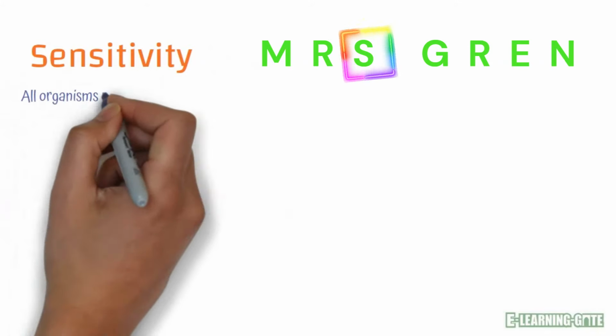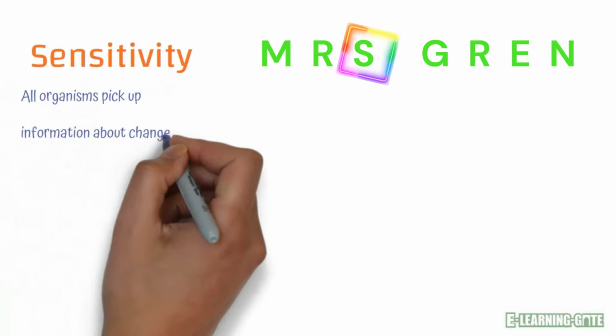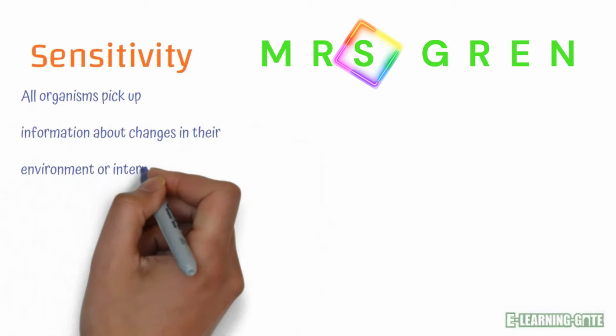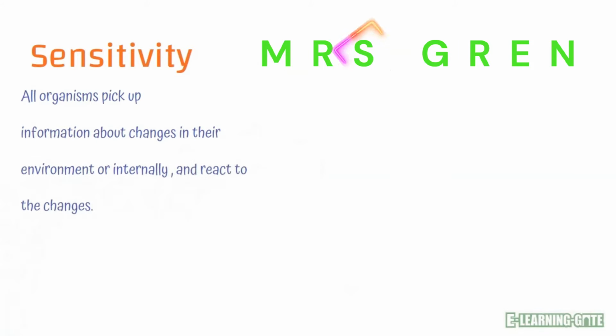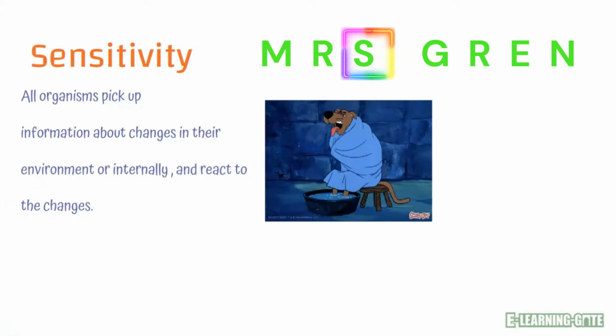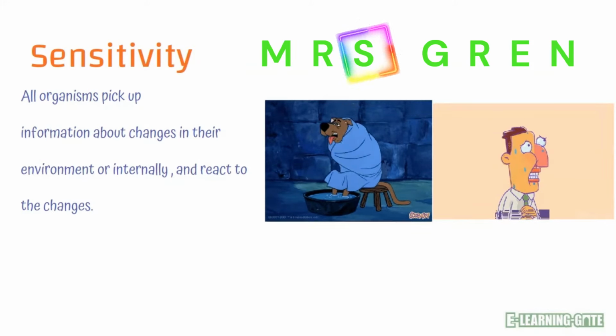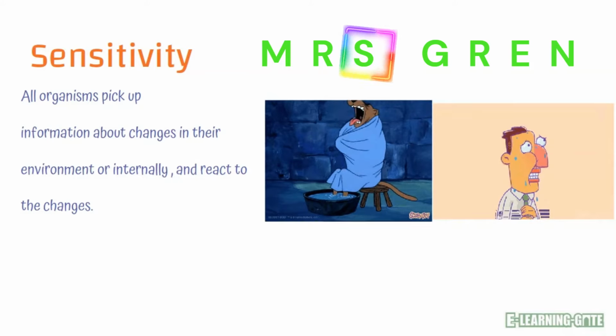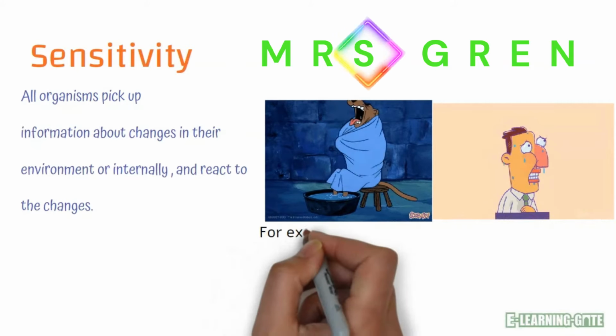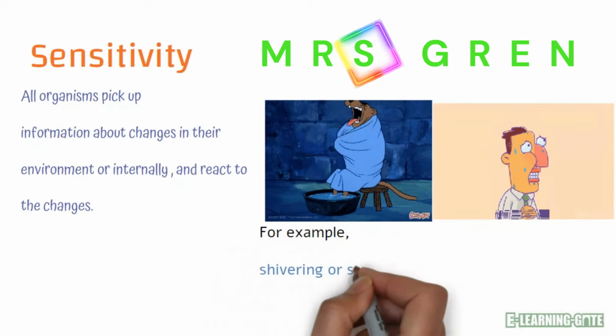The next feature is sensitivity. All organisms pick up information about changes in their environment or internally and react to the changes. Sensitivity helps them navigate and adapt to their surroundings. Sensitivity enables organisms to detect various stimuli, including environmental indications such as light, temperature, chemicals, sound, and touch, as well as internal cues like changes in pH or the presence of specific molecules. For example, shivering or sweating are the responses due to temperature change.